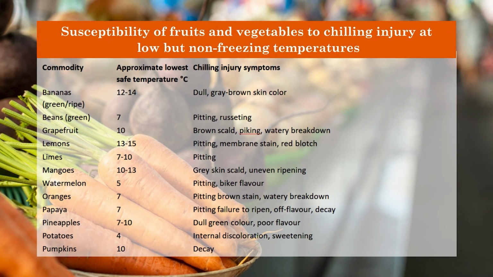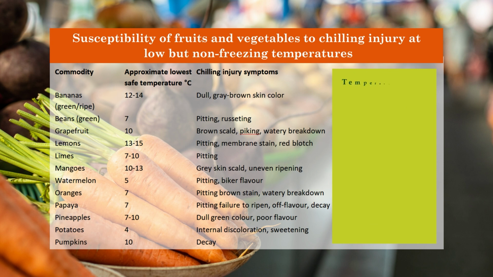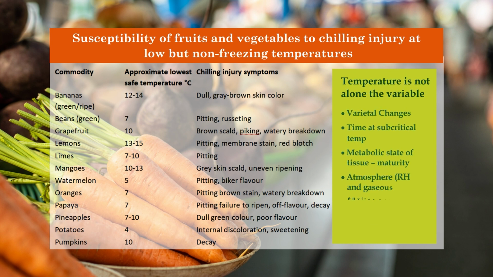changes. And here temperature is not alone the culprit. Varietal changes, time at subcritical temperature exposure, which means disturbance in the cold chain, metabolic state of the tissue, and atmosphere, which includes RH and gas environment also matter. And it is not that only certain fruits will show this behavior of chilling injury because they are chill sensitive.